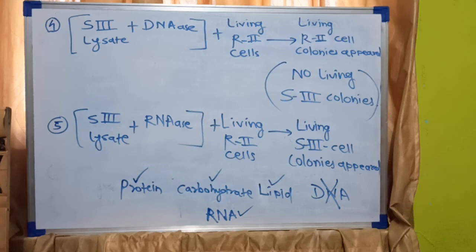So again they added the purified DNA of S3 lysate and mixed it with R2 cells. The R2 cells converted or transformed into S3 cells, meaning it is confirmed that DNA was the transforming principle discovered by Griffith in the year 1928.